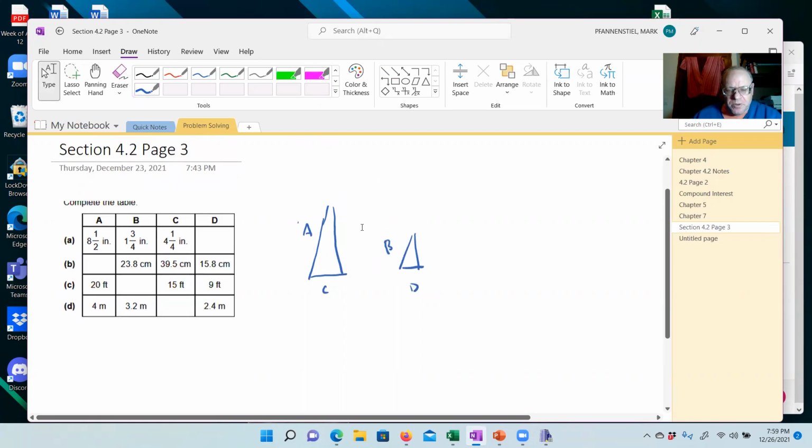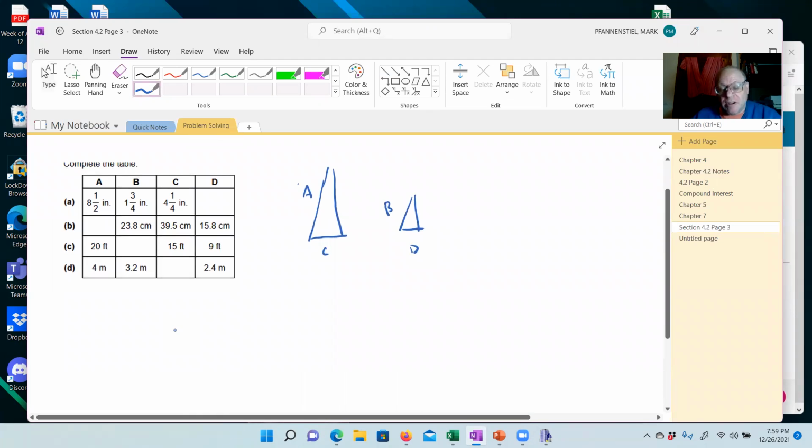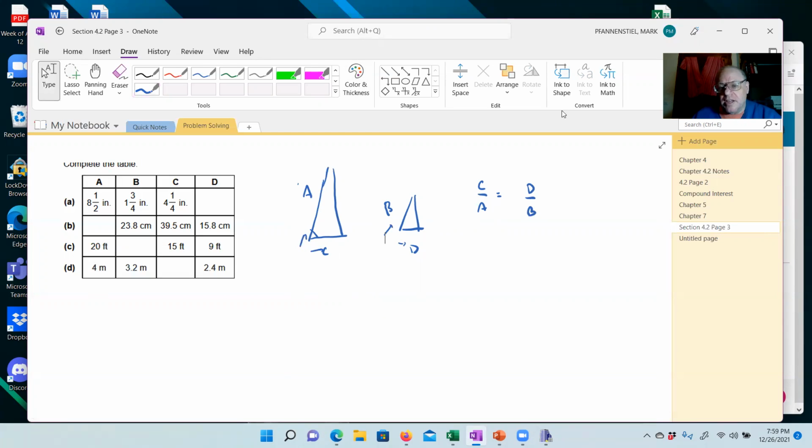Okay, so what we're going to do here, and there are several ways to do this. The way I would set this up, let's say C over A is to D over B. If you've ever had trigonometry, there's a triangle ratio that talks about the adjacent side. I'm looking at this angle here. That looks at the adjacent side over the hypotenuse. Okay, adjacent side over the hypotenuse.